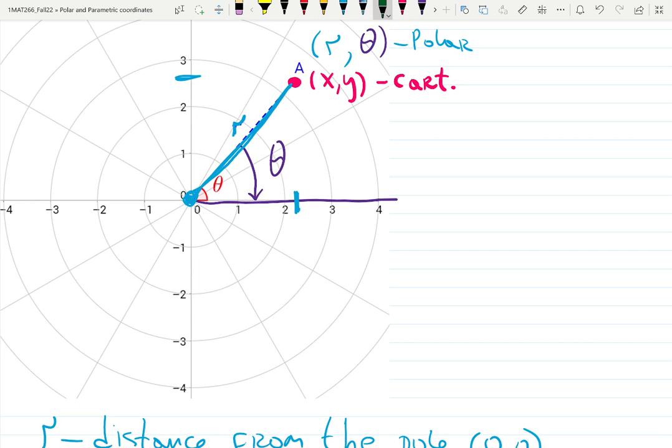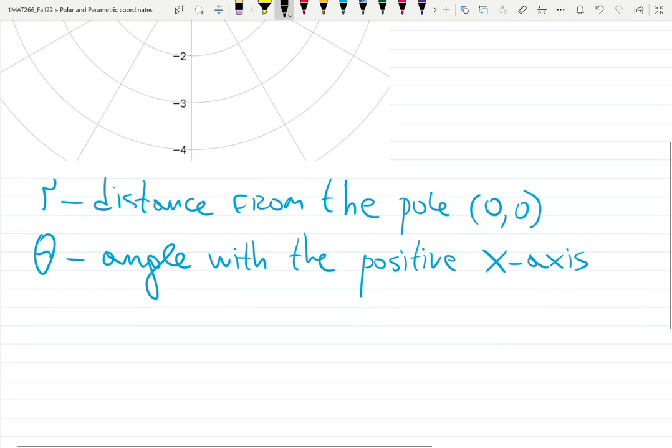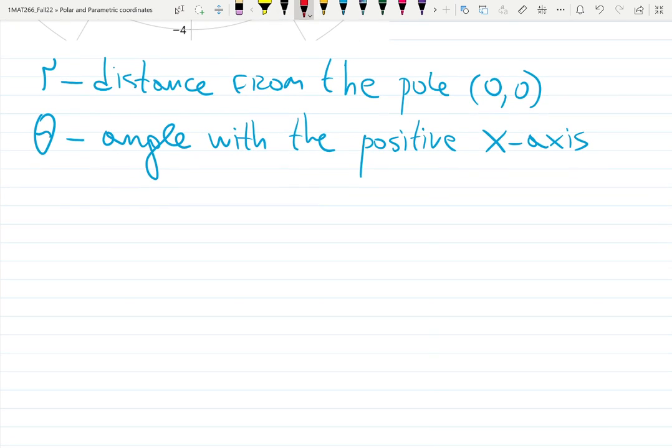Now let's find the connection between the two coordinate systems. If you put down this line from A down to the positive x-axis, then it creates a triangle. Not just a triangle, a right triangle. From the right triangle, we can find the connection between x, y, r, and theta using your favorite Pythagorean theorem. So, connection formulas basically. x squared plus y squared equals r squared. R is the distance away from the pole, the center, (0, 0).